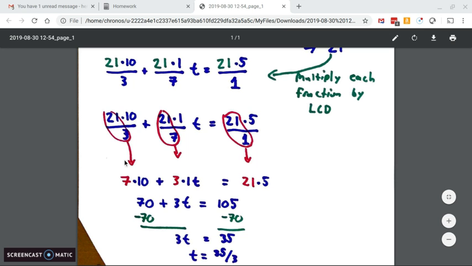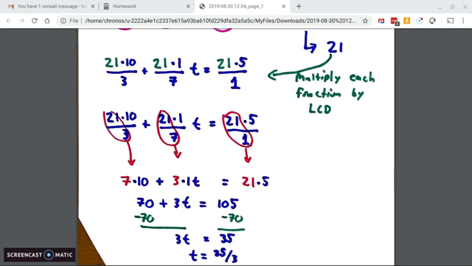So 21 divided by 3 is 7. 21 divided by 7 is 3. And 21 divided by 1 is just 21. Okay? I don't know if you see the value of this yet, and this is why it's called clearing fractions. What has happened is that by multiplying both sides by the LCD, by putting this 21 in all the fractions, I've gotten rid of the fractional aspect of this equation.